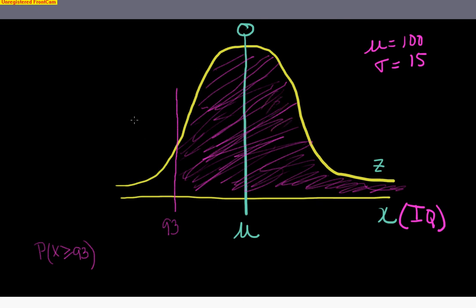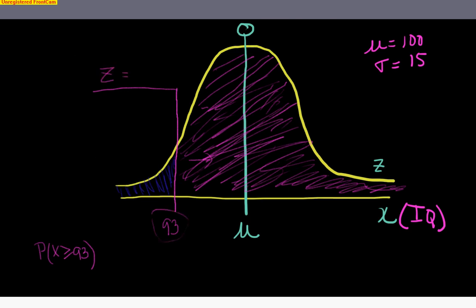Well, unfortunately, our z-table does not give us areas to the right. It only gives us areas to the left. So I'm going to have to find the z-score for this value and then look up this area to the left. I'm just going to shade that now, because what I want is the area to the right. All right, so help me out. First thing I need to do, because I don't have a table for IQ scores, I only have a table for z-scores, is standardize this IQ score of 93.